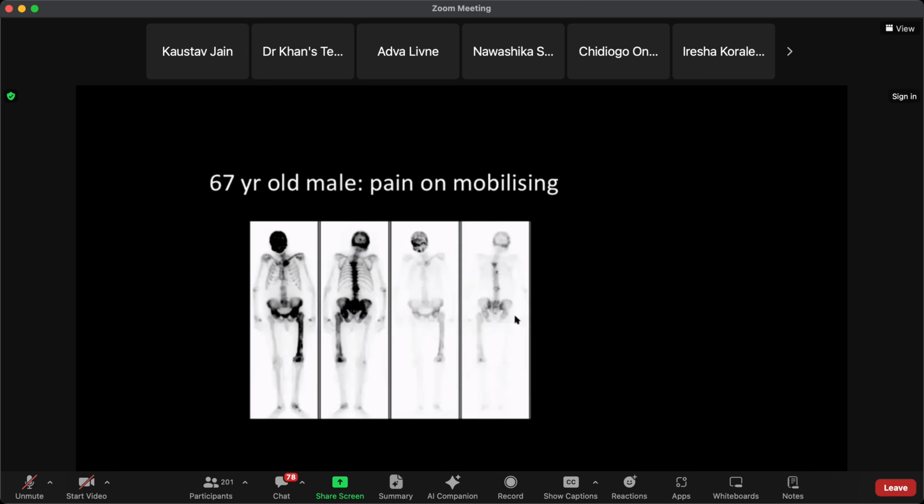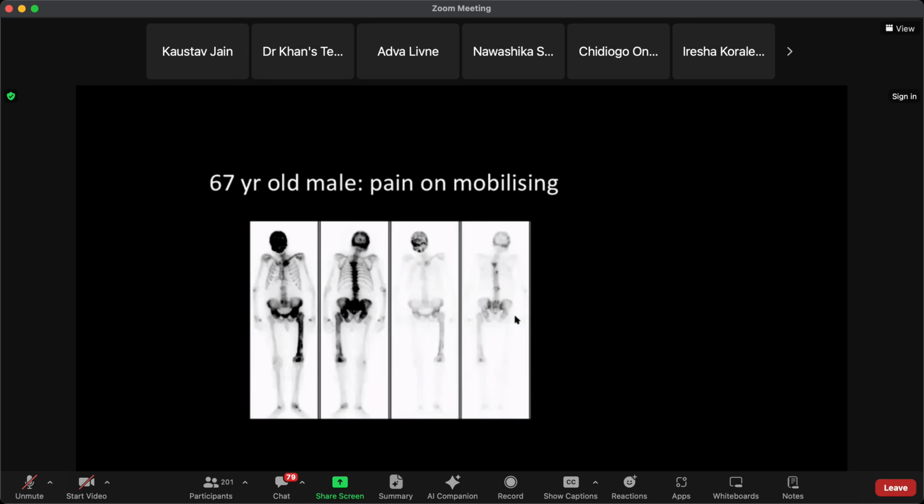The SI joints are quite significantly picking up the tracer also. There's also increased uptake in the spine, which is fairly homogeneous, and the left sternoclavicular joint is probably high uptake as well. I see some increased uptake in the joints in the left ankle and less so in the right ankle. So this is in a 67-year-old male patient who's got pain on one side.